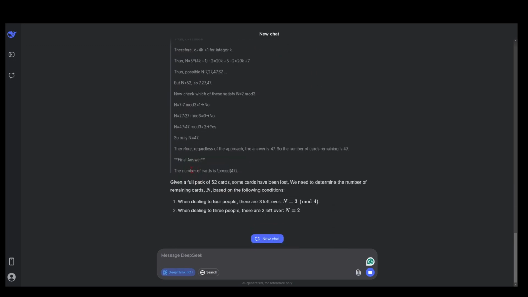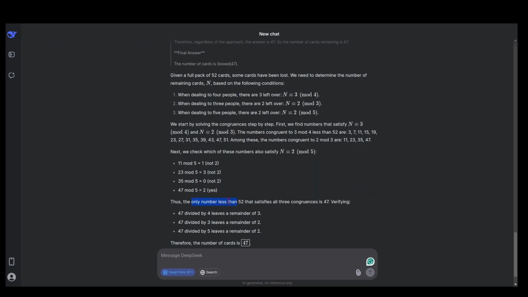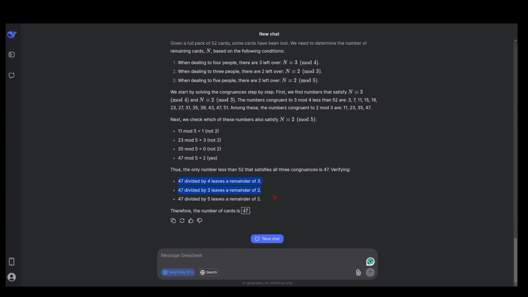So the number of cards is 47. The only number less than 52 that satisfies all 3 congruences is 47. So it's verifying it, and then it's again saying the number of cards is 47. So that matches the answer from OpenAI. So there's a tie between the two in this one.